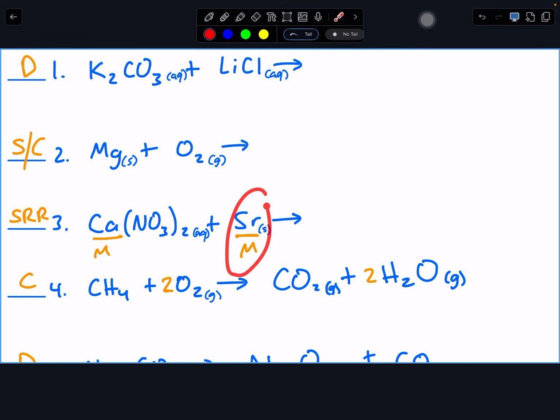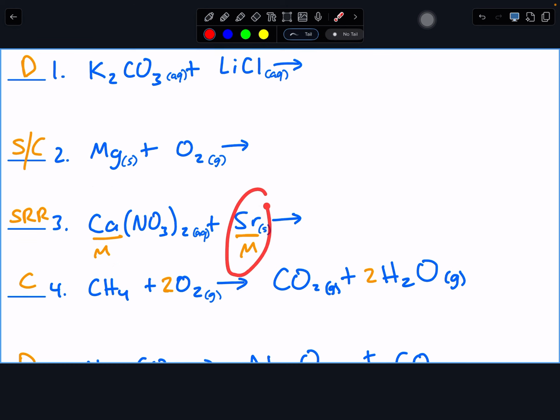Can strontium replace calcium? Yes, because it's higher up. So then who's by himself? Calcium. And then who's with NO3? It's NO3 negative. And then Sr is what? 2 plus. What's the formula? Sr(NO3)2.